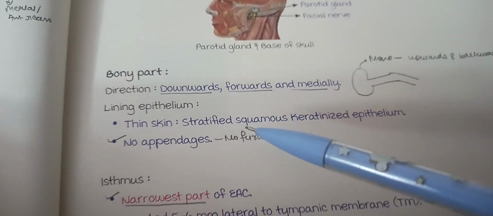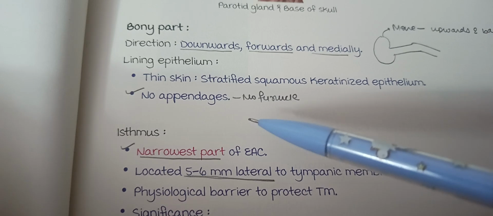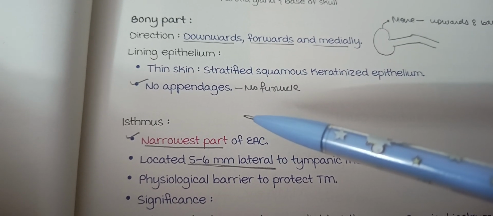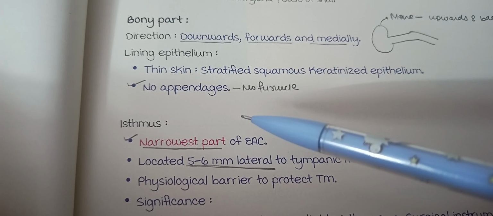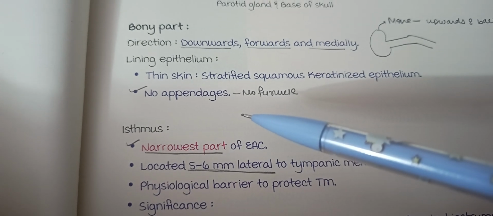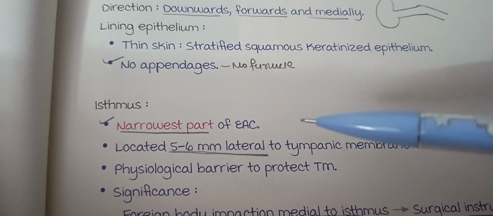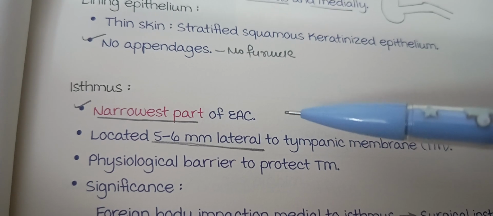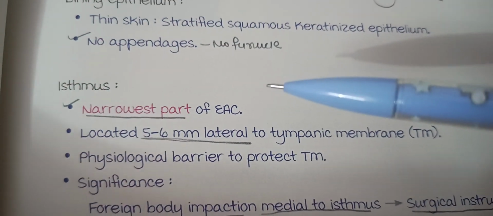the bony part. Now there is a narrow part which is called the isthmus. It is the narrowest part. It is not present at the junction of the bony and cartilaginous parts, but it is present 5 to 6 millimeters lateral to the tympanic membrane, which means that it lies in the bony area.